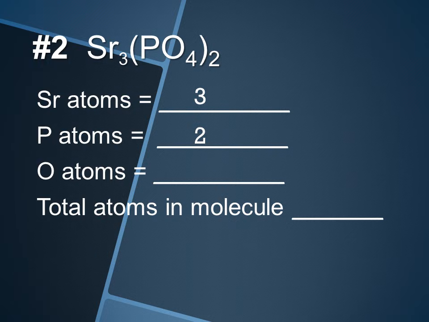Okay. Oxygen atoms. There's a 4 next to the oxygen. But remember, you have to multiply by your 2. So 4 times 2 is 8. So total atoms, 8 plus 2 is 10, plus 3 is 13.